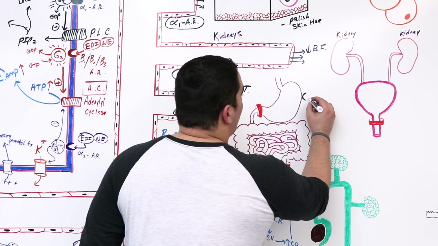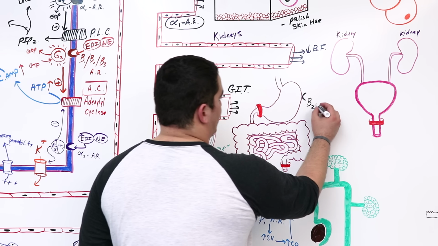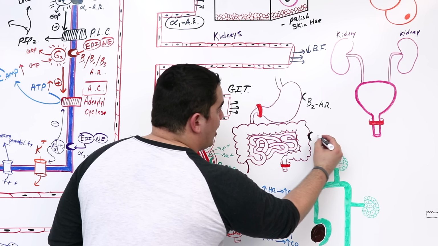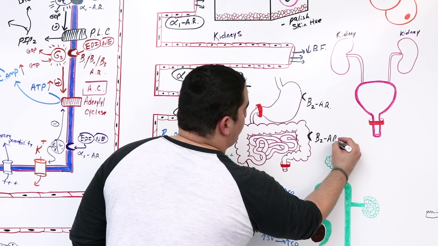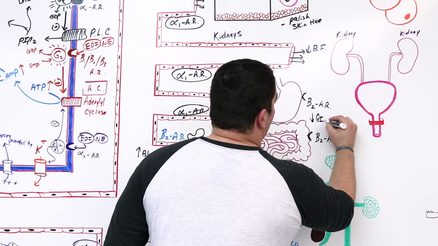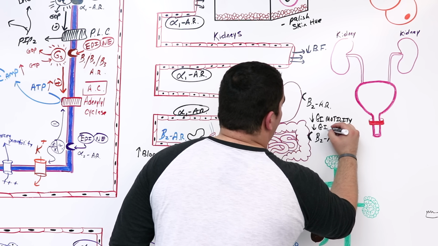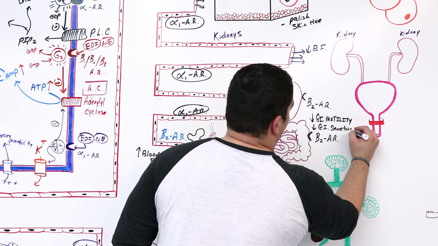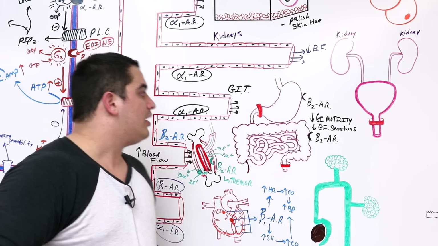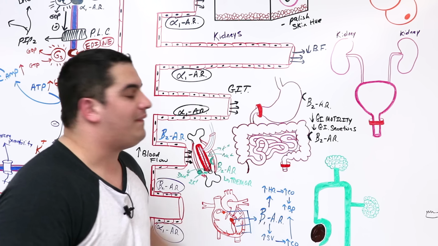So if that's the case, we want to have inhibitory receptors, which is our beta 2 adrenergic receptors. And if we have these throughout the entire GI smooth muscle, what is it going to do? It's going to decrease GI motility and decrease GI secretions. And as a result, it'll decrease the absorption across the GI tract. So remember that there's beta 2 adrenergic receptors on the smooth muscle of the GI tract.